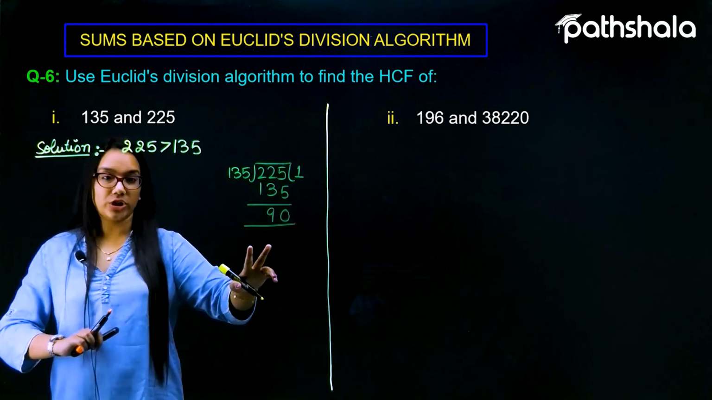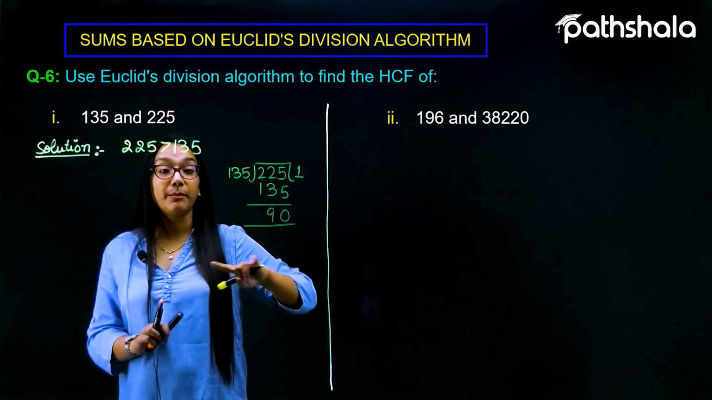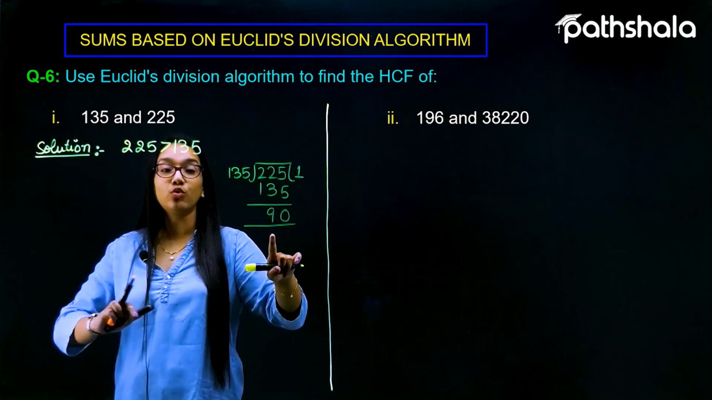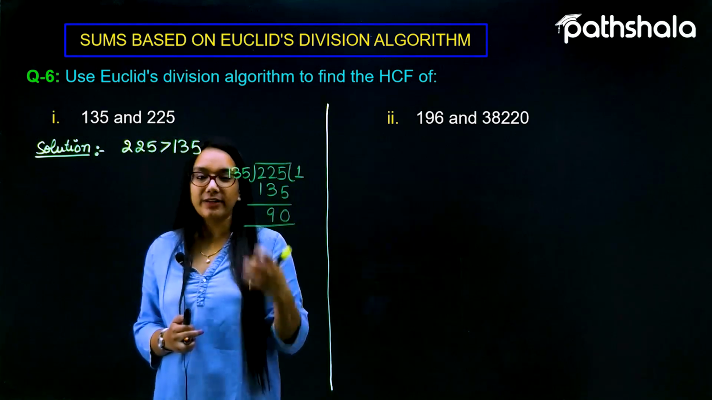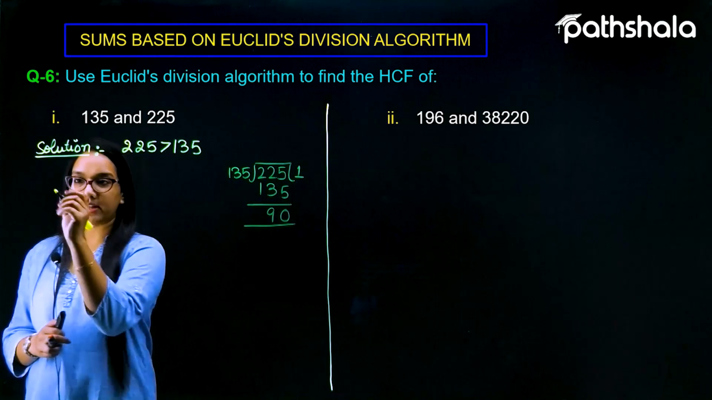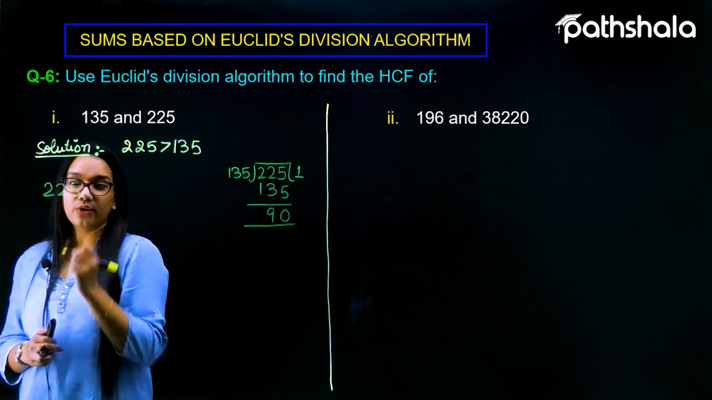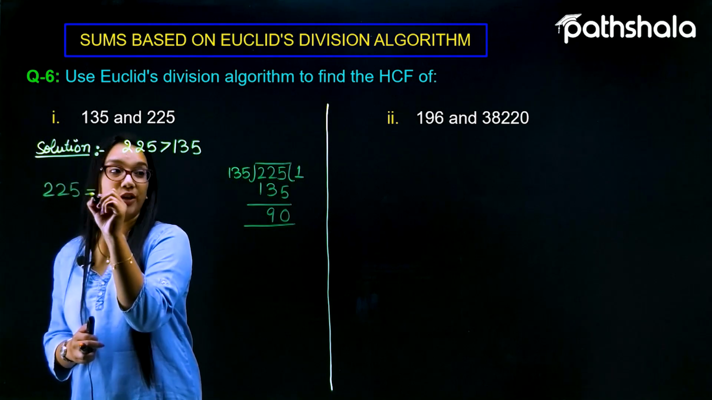The step number 2 was to apply Euclid's division lemma, and whenever you get a non-zero remainder, you have to repeat the whole steps again. So let me write it in the form of Euclid's division lemma. It can be written as dividend, that is, a, 225 can be written as bq plus r.